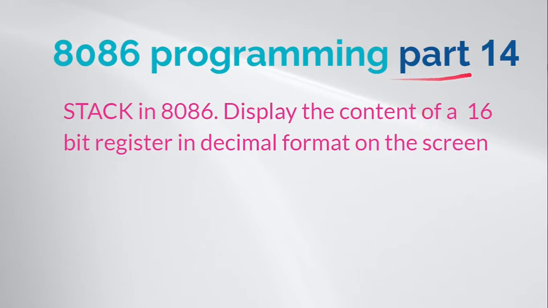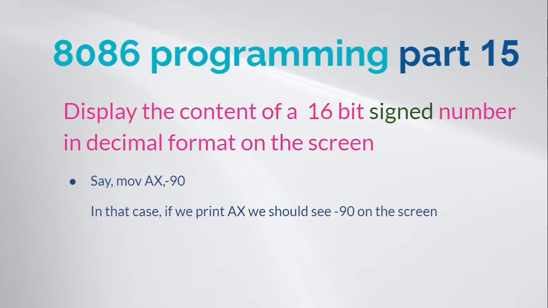So the program that we wrote in part 14 was only for positive numbers. It was not working right for negative numbers, and that problem we are going to address in this part of the video. It means, for example, we store minus 90 in the AX register, and then we print the content of this AX on the screen. At that time, what we want to see on the screen is the string containing the three characters minus, 9 and 0. Isn't it? That is, we want to display this number as it is along with its sign on the screen.